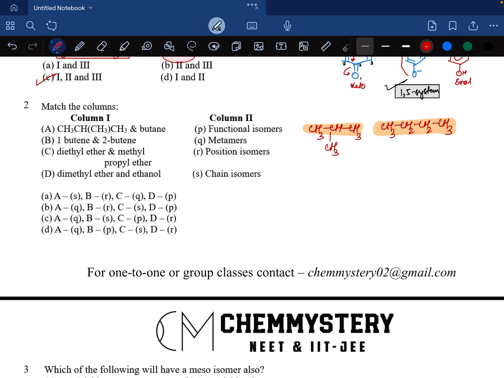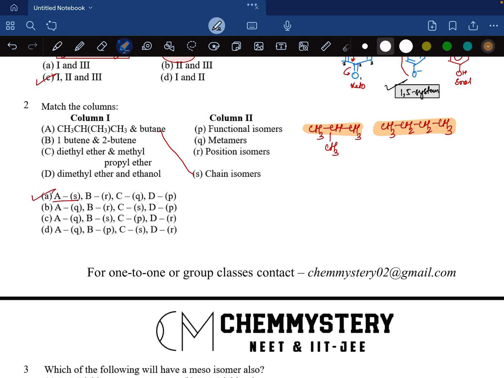Molecular formula is same, but carbons in the main chain differs. So chain number is differing. This is a type of chain isomerism. A should be S. Only one AS is present, so obviously the answer is A. You can check the others also.